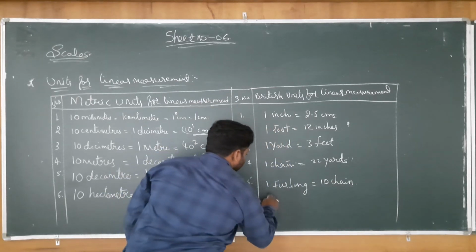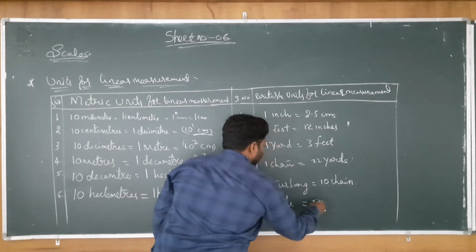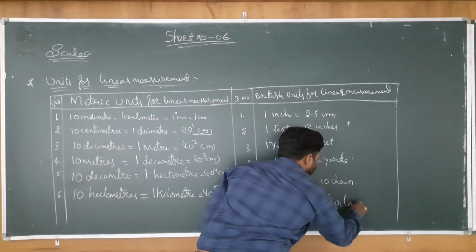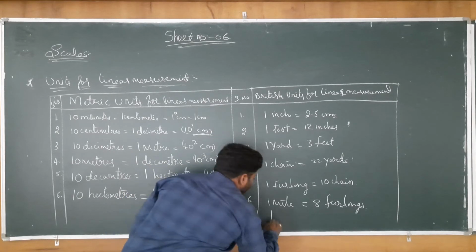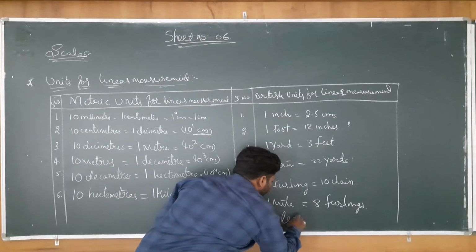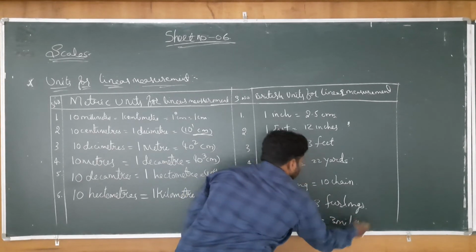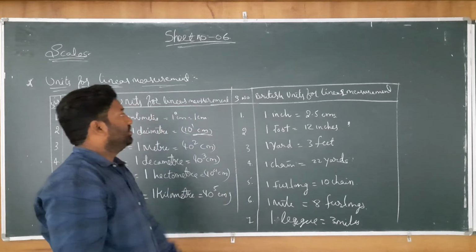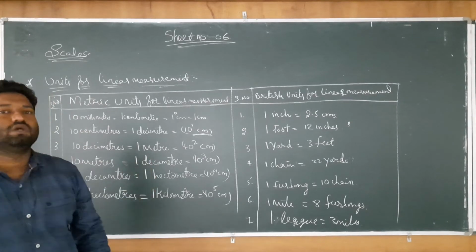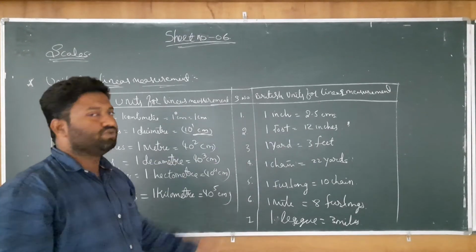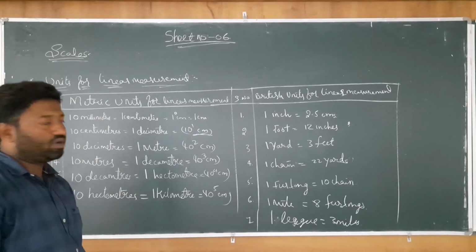Now the sixth one is 1 mile is equal to 8 furlongs. Now, seventh one, 1 league is equal to 3 miles. So these are the British units for linear measurement. Before solving the problem, we have to remember all these units, which is very important and helpful while solving the problem.